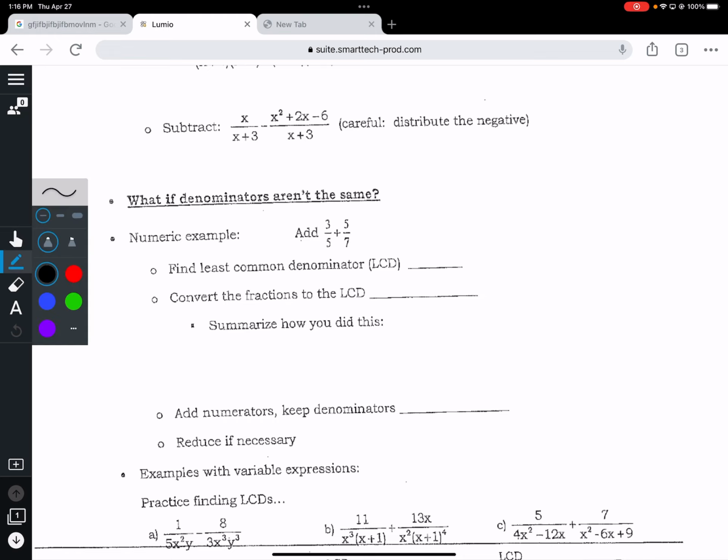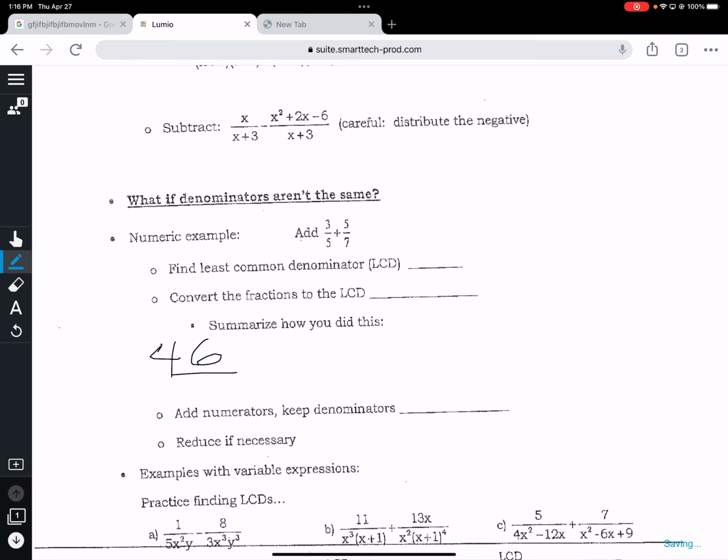So we would have 46 35ths. Now, can you leave it like that? Yes, you can, but it is technically classified as improper. Is it in simplest form? Yes, no factors of 46 are shared by 35.